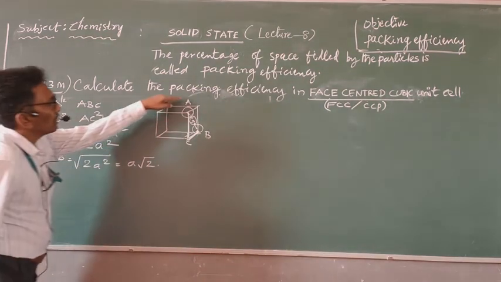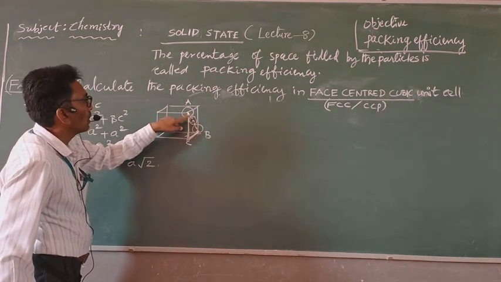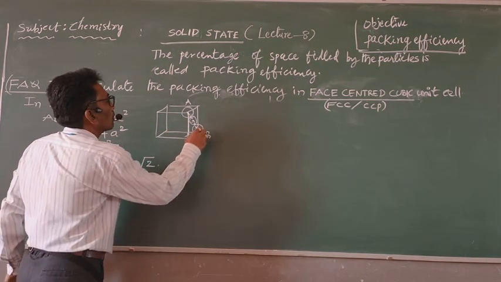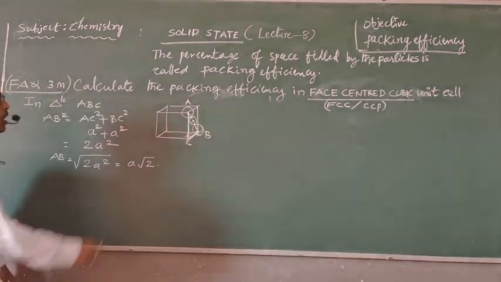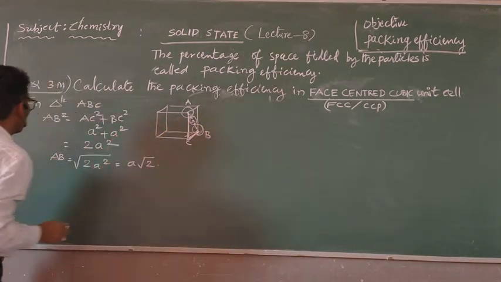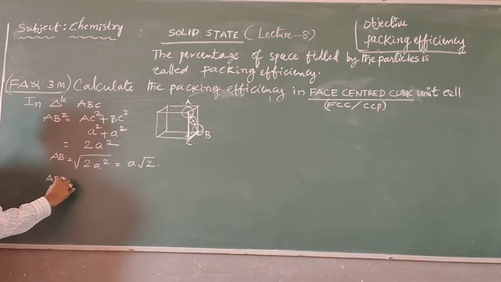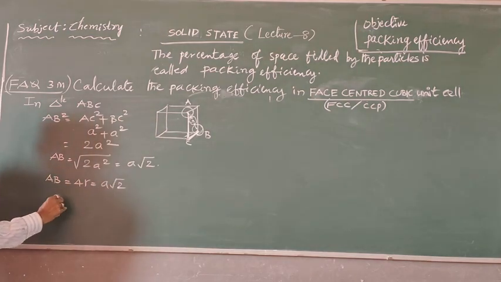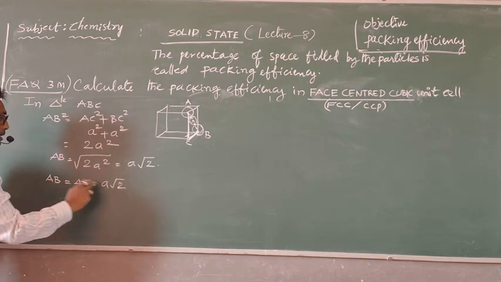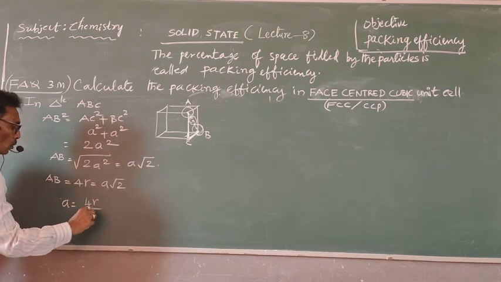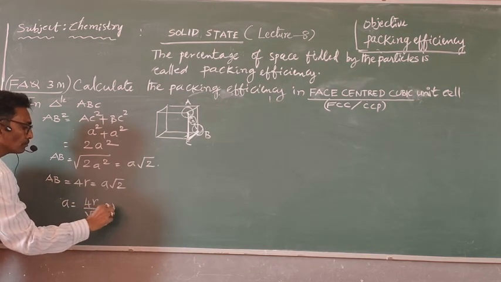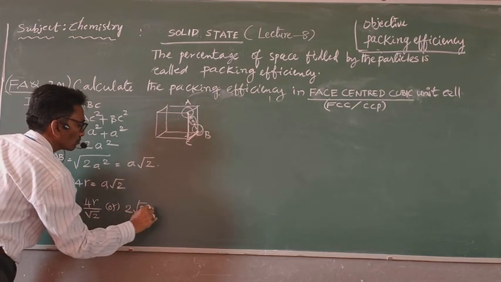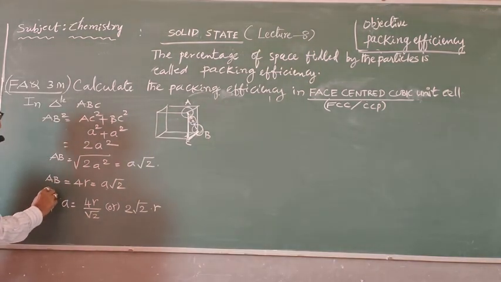Yes. What is the length BC? This is the radius of the sphere, and the middle sphere diameter 2r, and this is radius of the sphere. Therefore, r plus diameter 2r plus r, 4r. Therefore, BC is equal to 4r is equal to a root 2. We want finally a is equal to 4r by root 2, or 2 root 2 r. This is a crucial step.